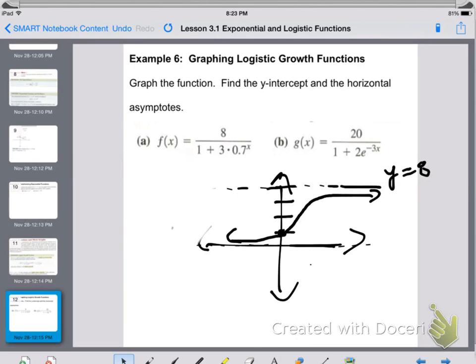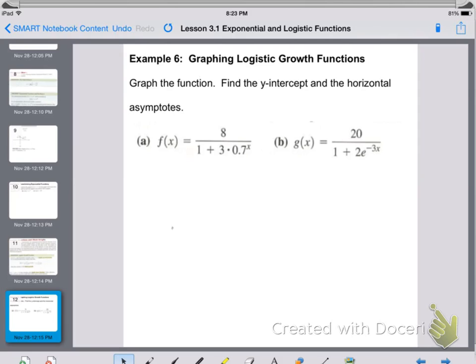Let's do B here. Again, let's write down our horizontal asymptotes. We're always going to have 2 with these logistic functions. So we're going to have y equaling 0, which is always one, and then y equaling whatever this top number is. That's our limit to growth. So y equaling 20.